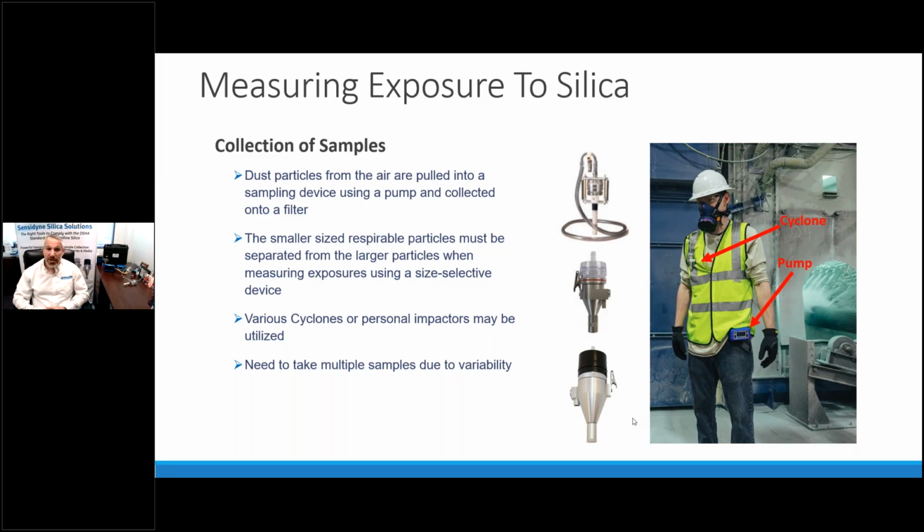The smaller sized respirable particles must be separated from the larger particles when measuring exposures using a size selective device. And it's important to understand that there's various cyclones out there, as well as personal impactors that may be utilized, and they might be used for different applications. And again, they come with different sizes, and there's quite some variability between them.